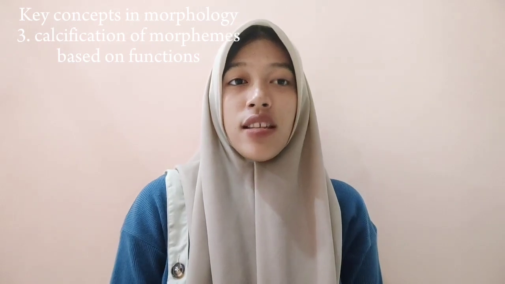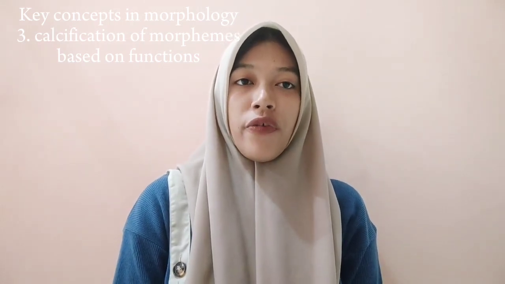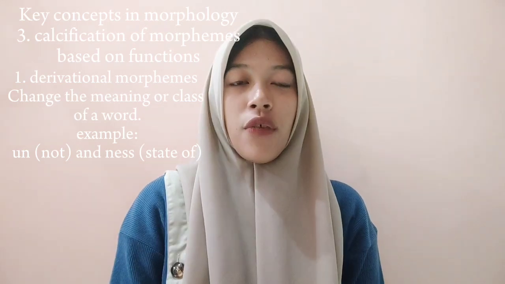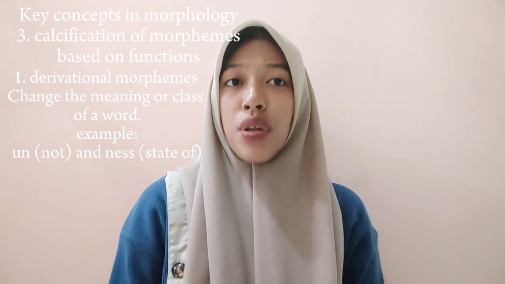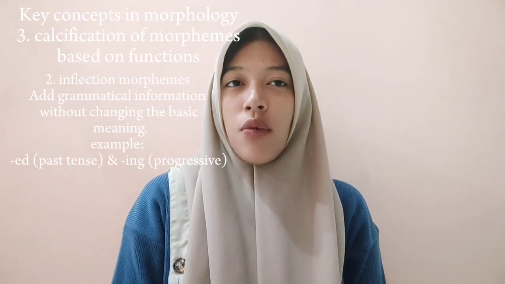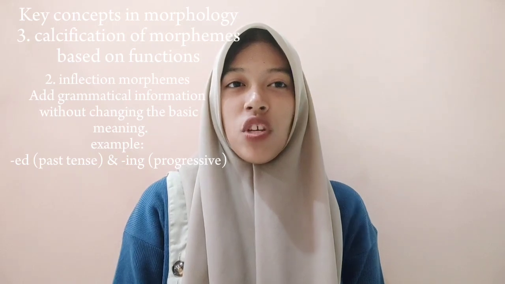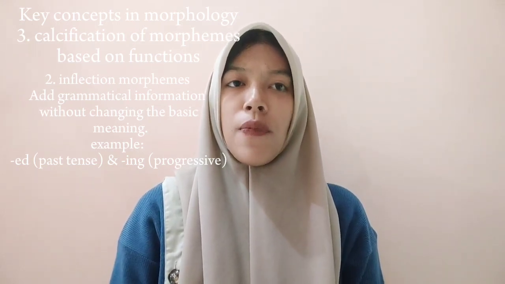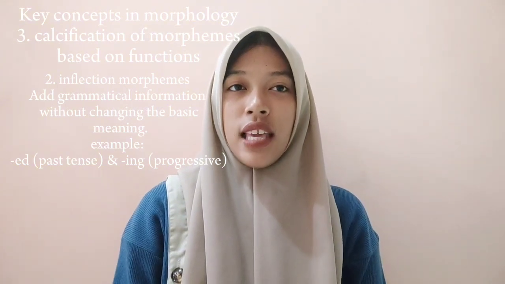The third key concept is classification of morphemes based on function. The first one is derivational morphemes, which change the meaning or class of a word. For example, un means not and ness means state of. The second one is inflectional morphemes, which add grammatical information without changing the basic meaning. For example, suffix ed means past tense, or suffix ing means progressive.